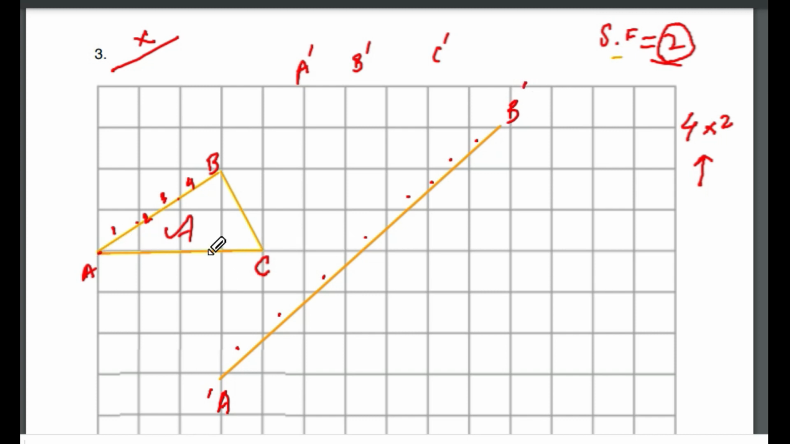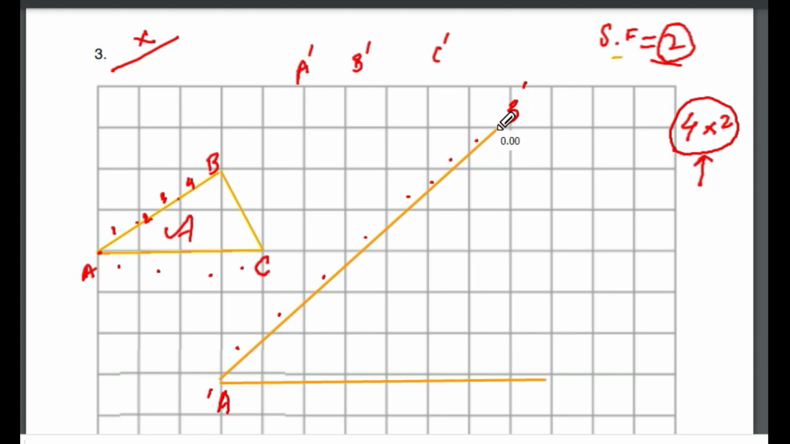Now look at AC. How many units are there? 1, 2, 3, 4. How many times do you need to increase? 4 times 2, because scale factor is 2. So now let's start over from this point. 1, 2, 3, 4, 5, 6, 7, 8. So now you have got your 8 points over here.